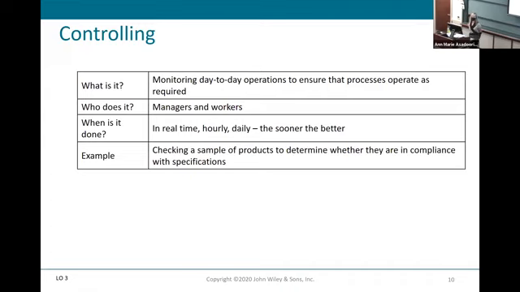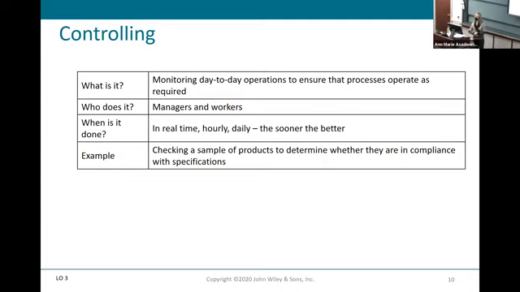So who does controlling? Everybody does, right? It's your day-to-day operations. So the lower level managers, the workers, everybody has the plan where they are doing what they need to do on a daily basis to hit the monthly goals, to hit the quarterly goals, right? So done in real time, the sooner the better.